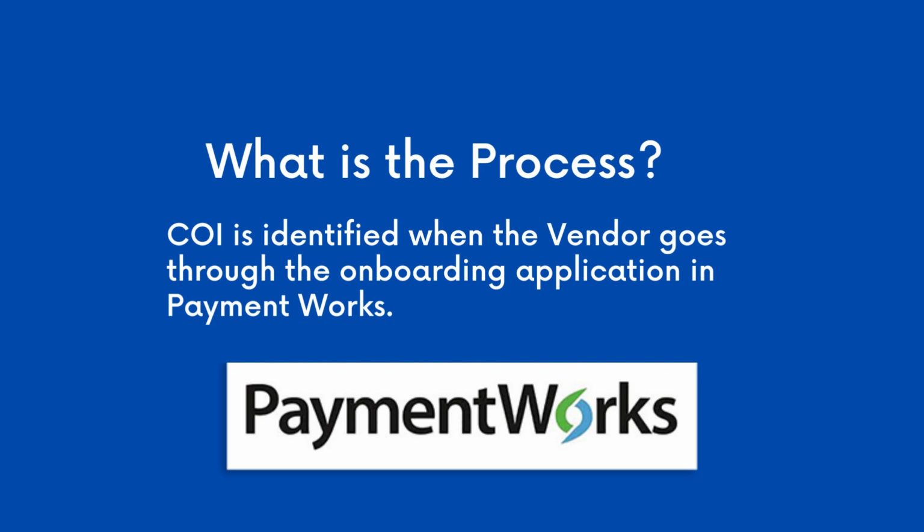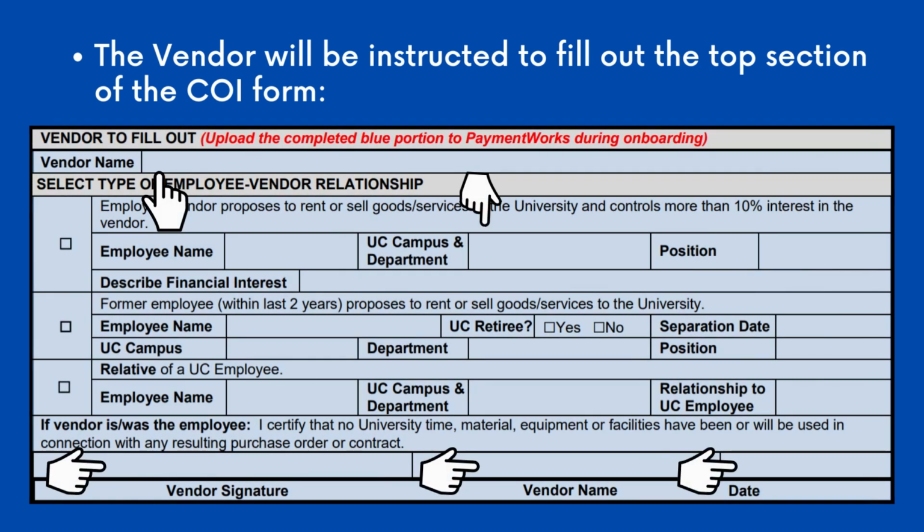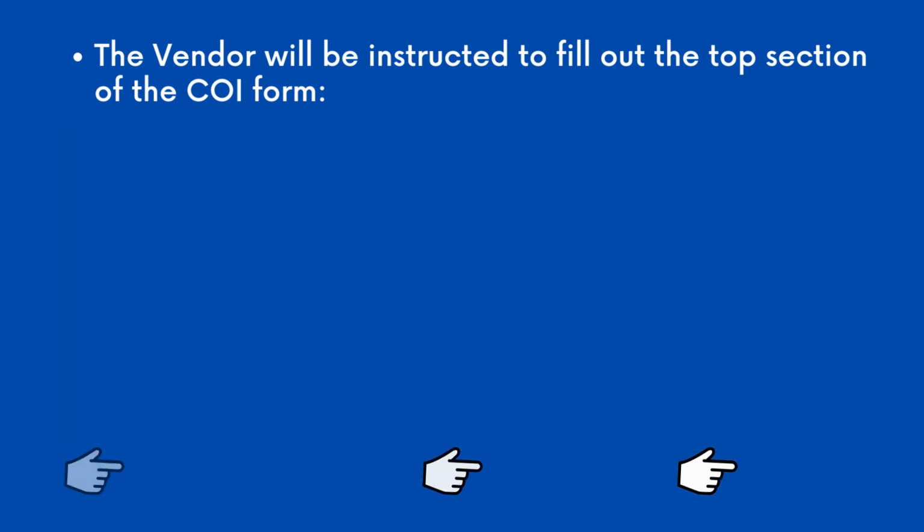So what's the process? The conflict of interest is identified when the vendor goes through the onboarding application and payment works. They will be instructed to fill out the top section of the conflict of interest form. This would include their vendor name. They would select the applicable type of employee-vendor relationship, the vendor signature, name, and date at the bottom.